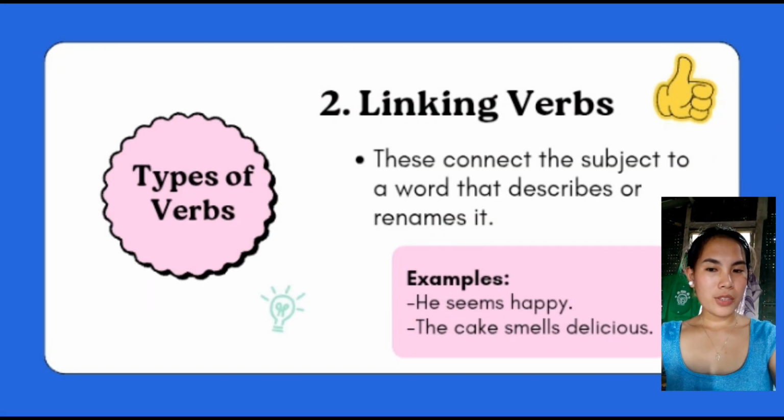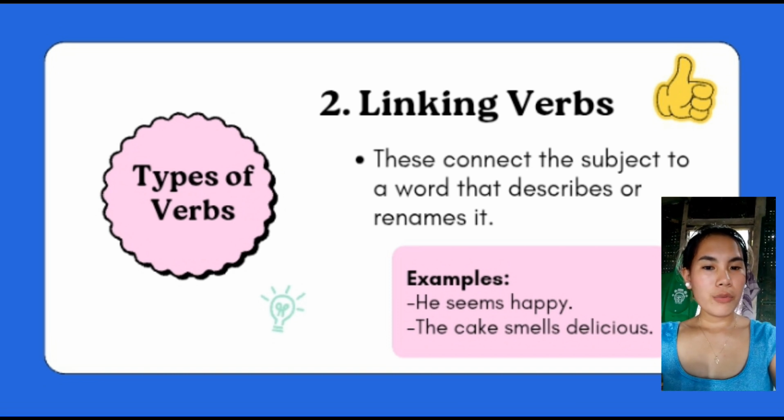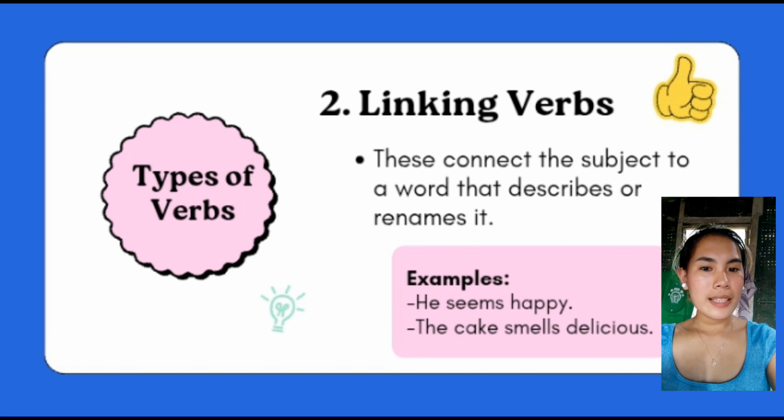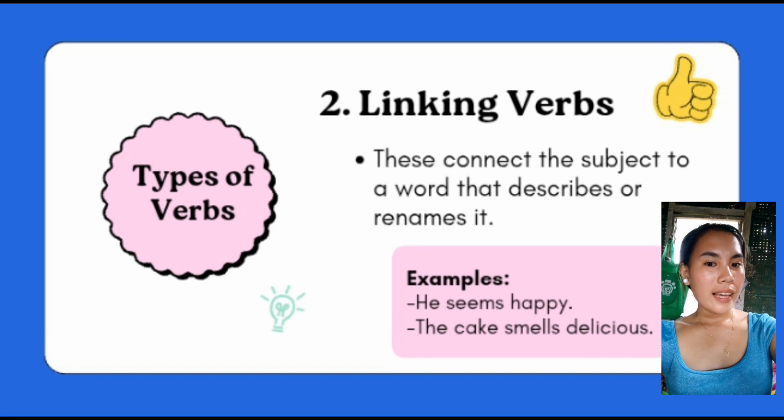Now let us move on to the second type of verb, which is the linking verbs. Linking verbs connect the subject to a word that describes or renames it. For example, he seems happy. Here, the linking verb is seems. Next is, the cake smells delicious. The linking verb here is smells.